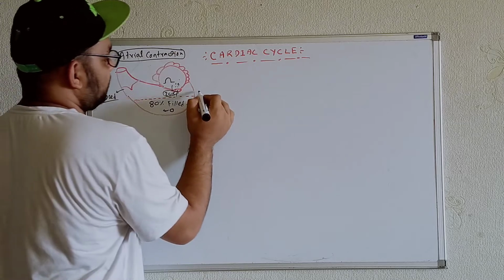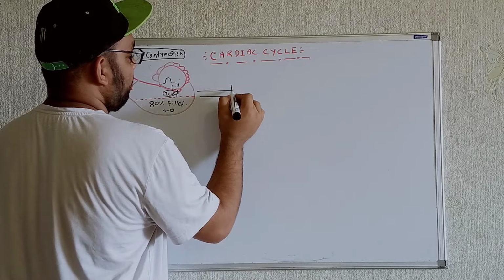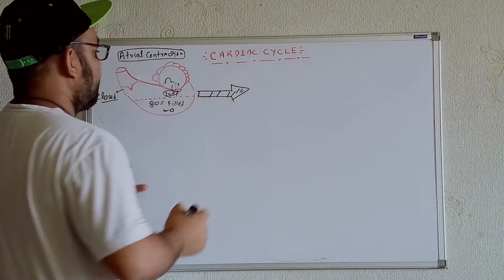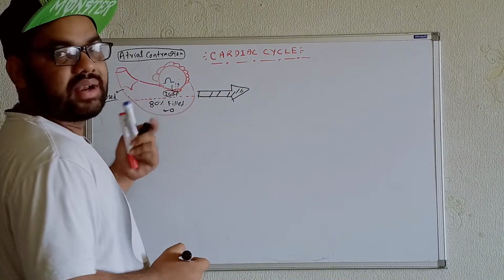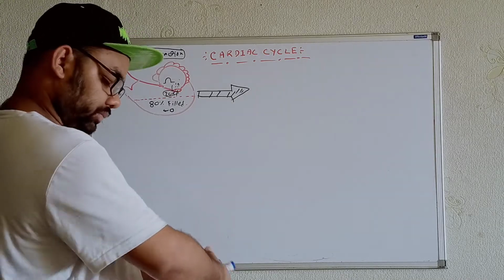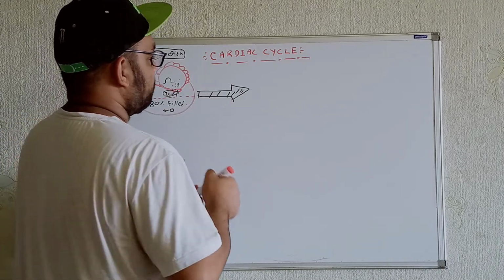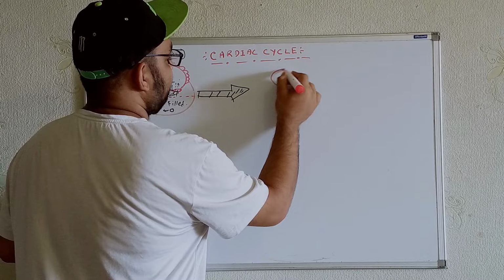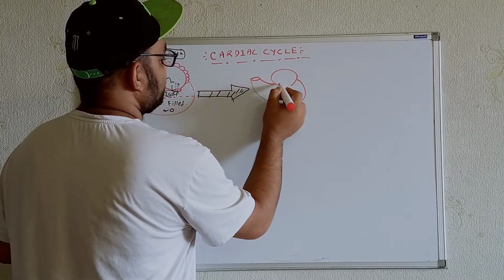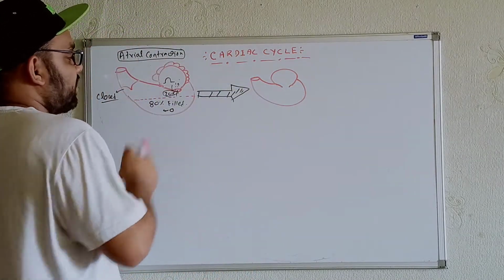Now we'll talk about the second phase. Whenever the atrial contraction is done, the atria will go into relaxation, and we'll see the onset of ventricular contraction. Let me draw it once again, just like this.